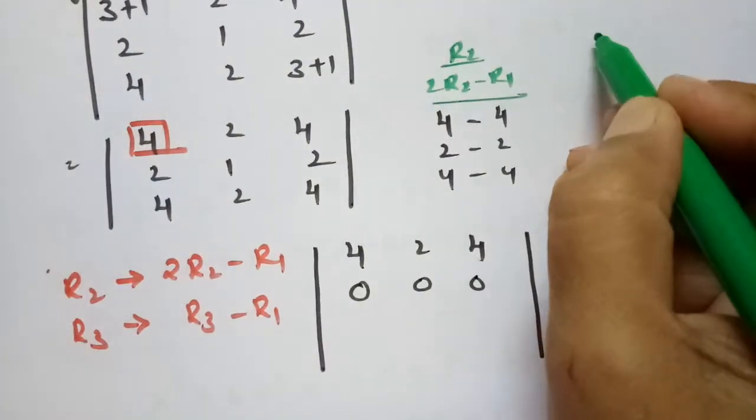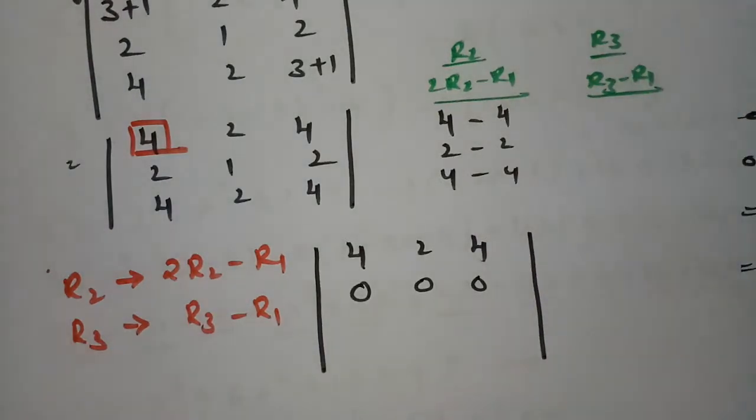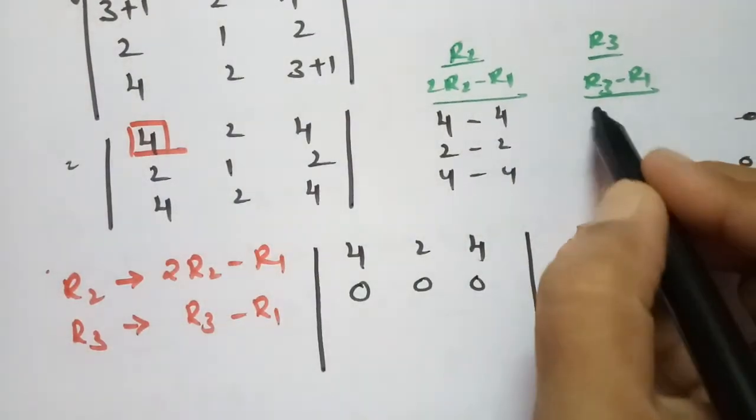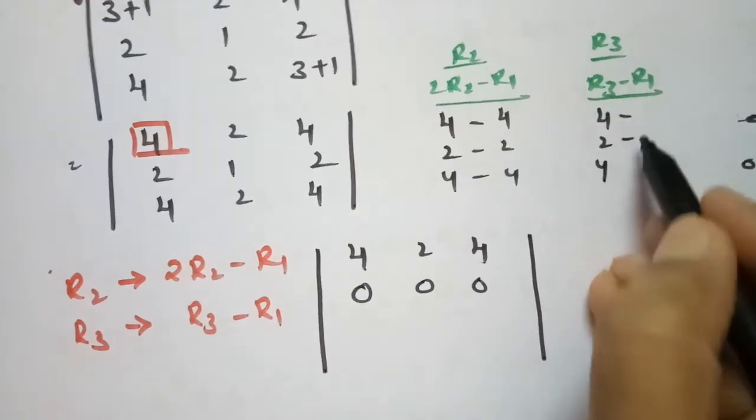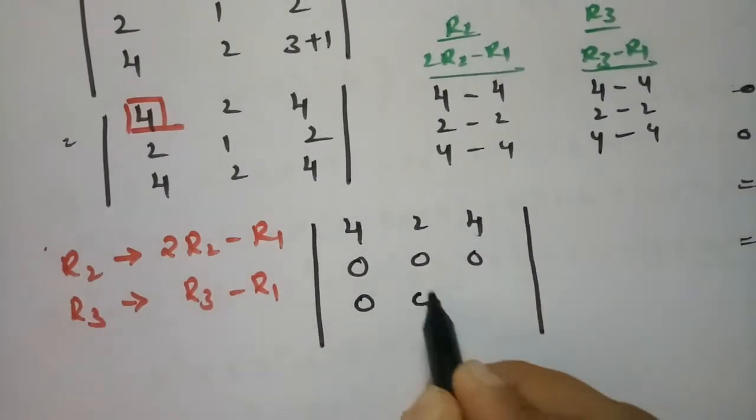And the row 3 operation is nothing but row 3 minus row 1. What is row 3? 4 2 4, minus row 1, which is again 4 2 4. So this will be 0 0 0.